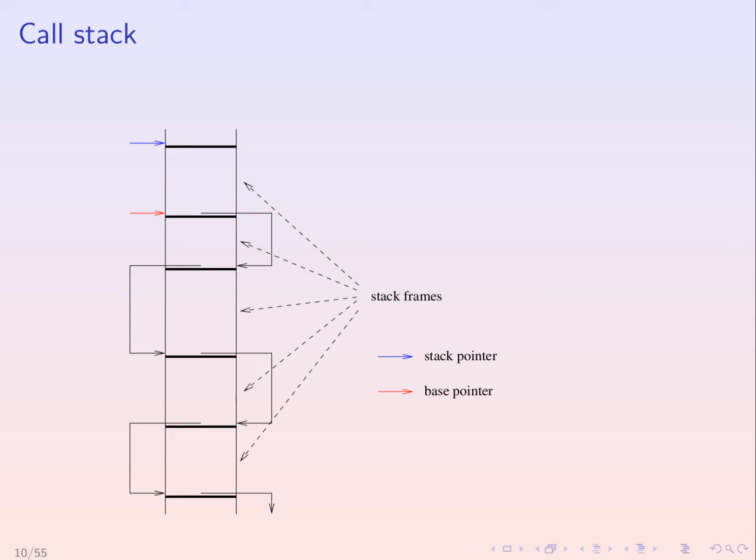And these stack frames are linked by something called the base pointer. The terminology varies. Sometimes it's called the frame pointer. And there's also a stack pointer. So the space between the base pointer and the stack pointer is the stack frame that belongs to the current function invocation.